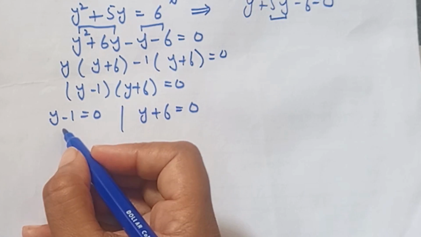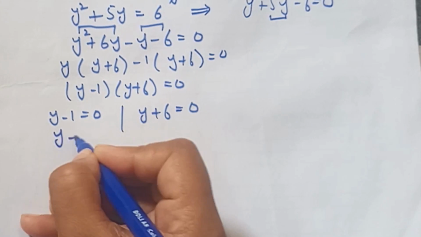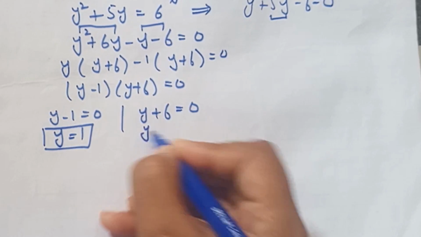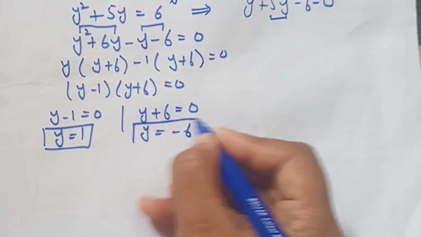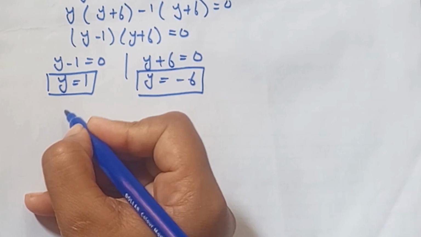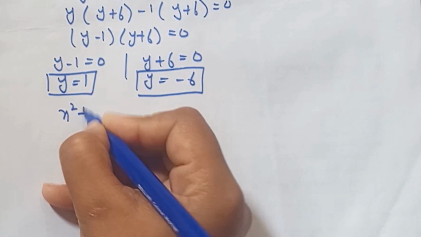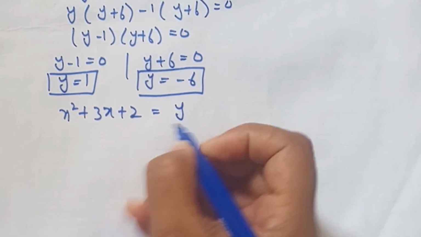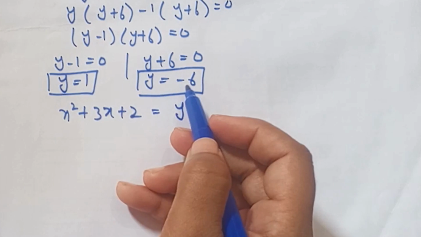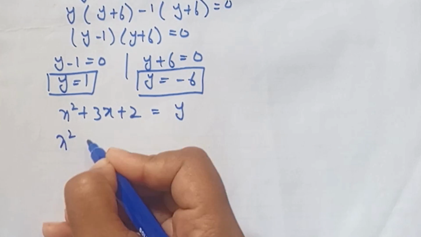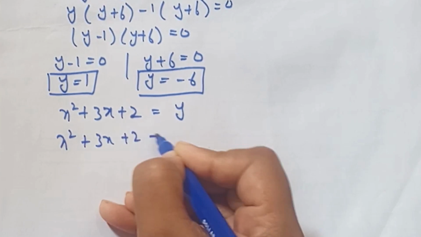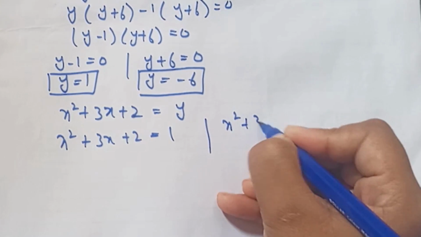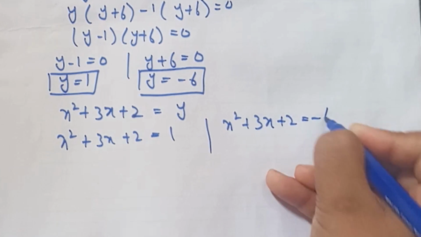Now look at this. If we add 1 on both sides, then we get y equal to 1. And look at this. If we subtract 6 on both sides, then we get y equal to negative 6. In our question, we let x² + 3x + 2 equal y, and y is equal to 1 and −6. So we write this as x² + 3x + 2 equals 1, and the second equation will become x² + 3x + 2 equals negative 6.